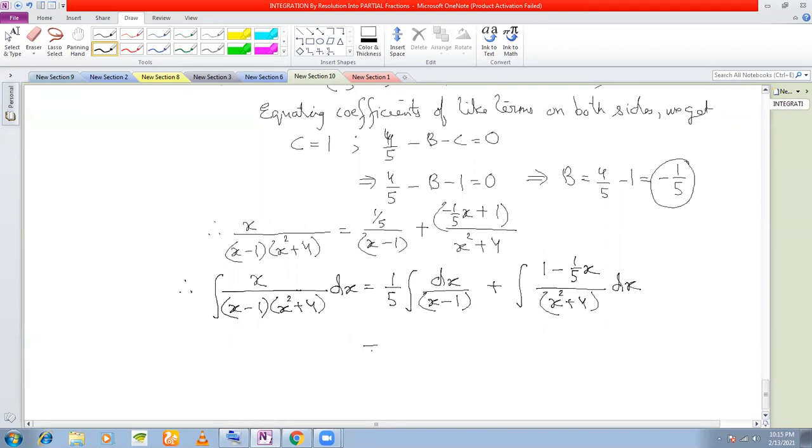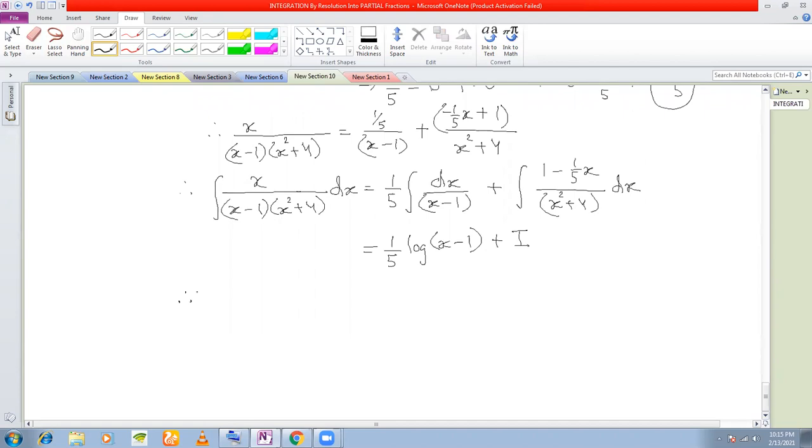Now this one is easy to integrate. What is dx by x minus 1? It is 1/5 log of x minus 1, obviously, divided by the derivative of x minus 1, which is 1. And how will you integrate this one? What you see here is, if you remember, I told you, let's take this as I. Okay, let's do this separately.